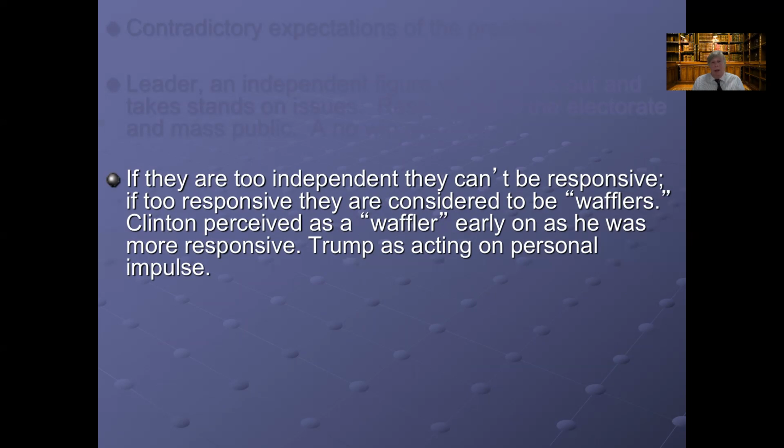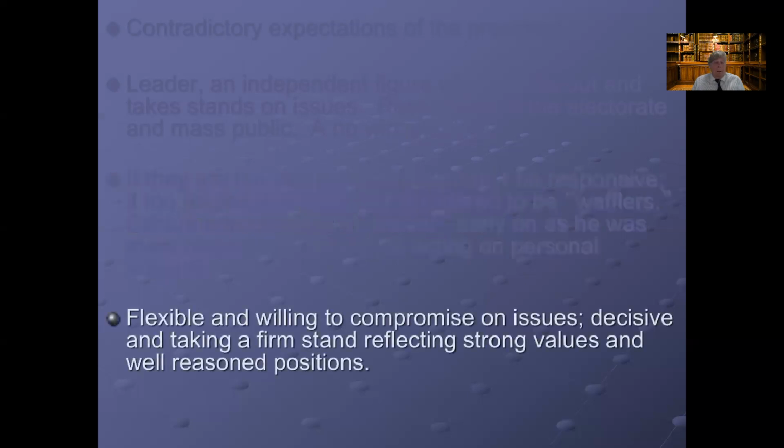So from the democratic point of view, there are problems for both someone like Clinton, who was a waffler, and Trump, who was acting very independently. The president is expected to be flexible and willing to compromise on the issues. He's also expected to be decisive and taking a firm stand, reflecting strong values and well-reasoned positions. Those are difficult mandates to reconcile.